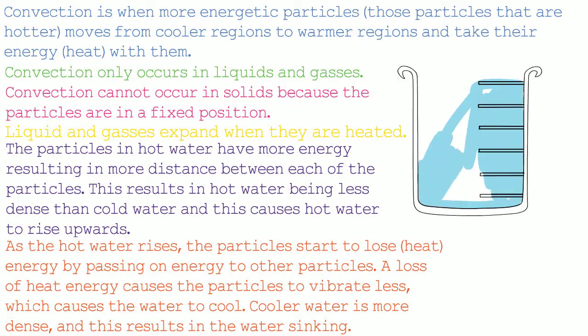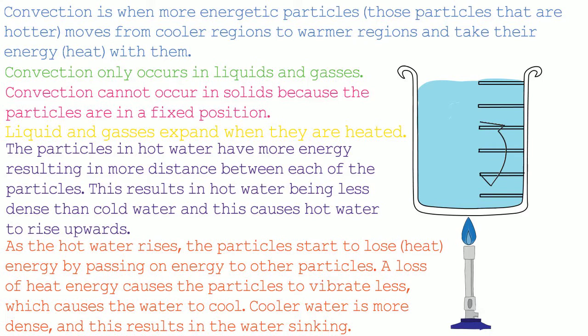So let's have an example. Here we have a beaker of water and we have a Bunsen burner underneath which is providing heat to this water. The Bunsen burner heats the water particles at the bottom of this beaker. It provides the water particles with more energy, and this results in the particles becoming further away from each other, causing the water to become less dense.